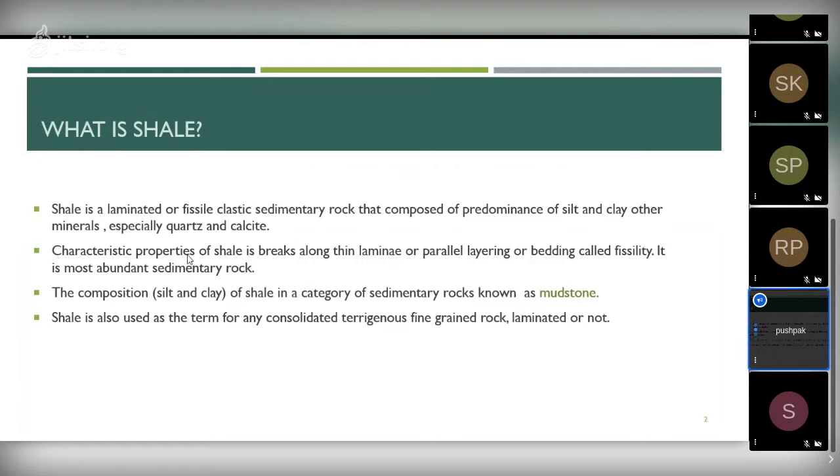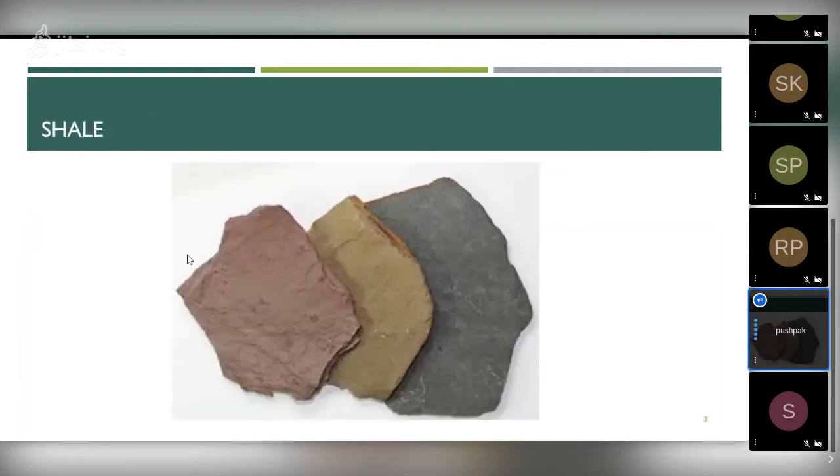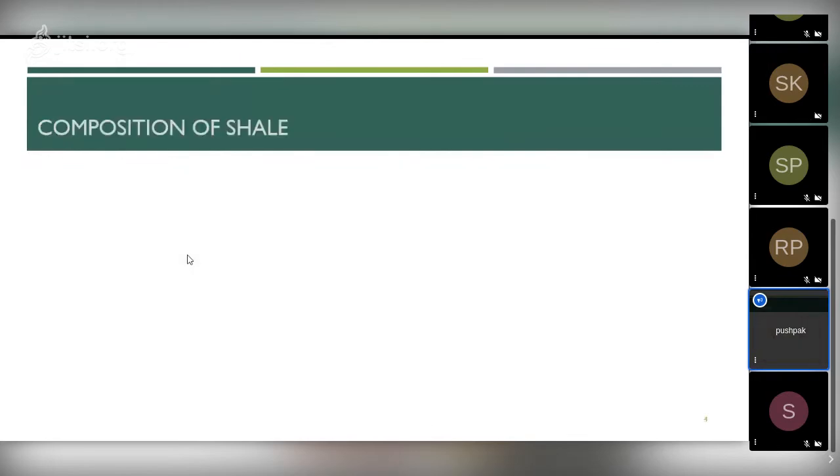Shale is also used as a term for any consolidated terrigenous fine-grained rocks, whether laminated or not. You can see an image of shale having different colors, that is red shale, brown shale, and black shale. It varies because of its composition. So next we will see the composition of shale.